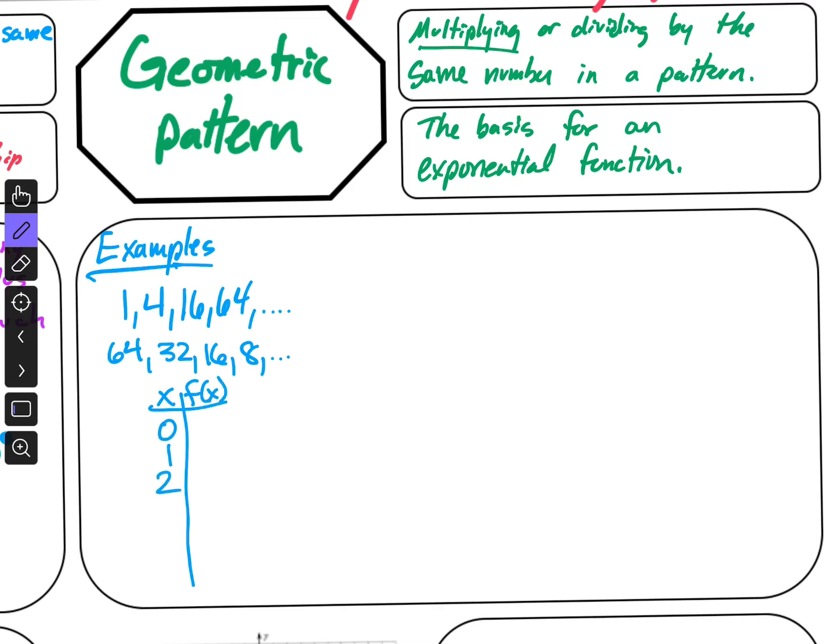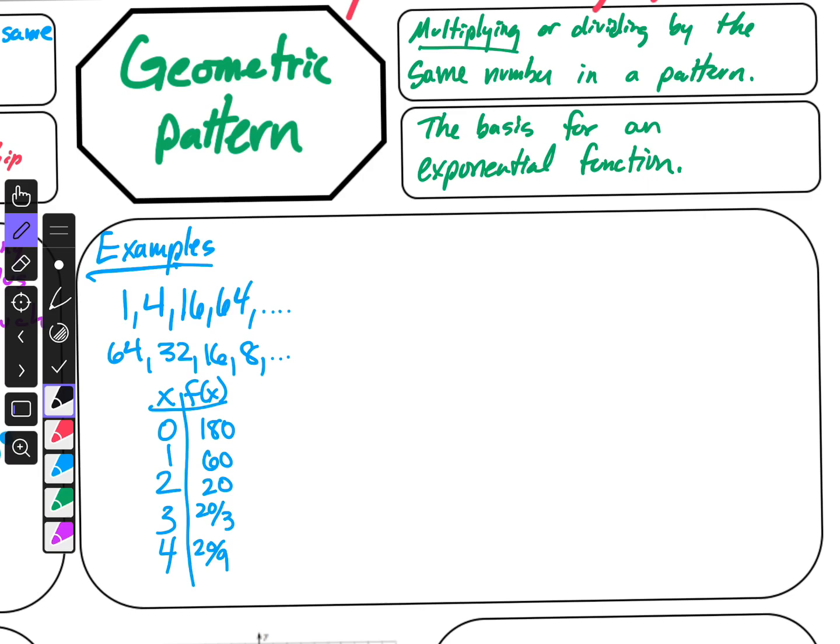Okay, maybe it would look something like this. 180, 60, 20, 20/3, 20/9. As if we were dividing by 3. Okay. When we deal with their graphs, one way it can look is like this. Okay. Which down below here we'll do more of that. Okay.